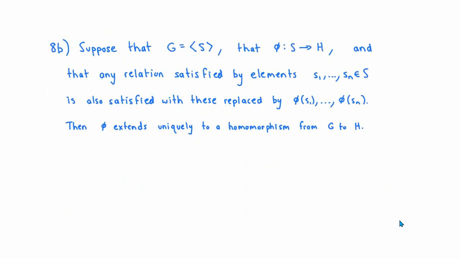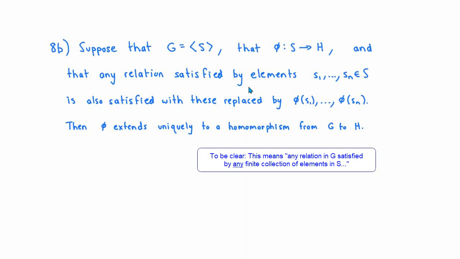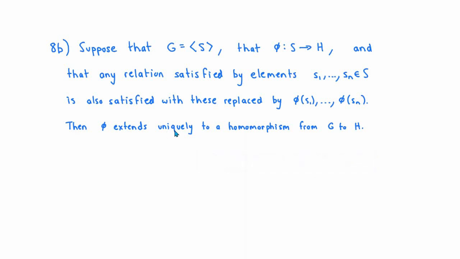Finally, another property which is very useful in conjunction with property 8a is that if G is generated by a set S, and if phi is any map from S to H, with the property that any relation in G satisfied by the elements s1 to sn in S is also satisfied in H with these elements replaced by phi of s1 out to phi of sn, then phi extends uniquely to a homomorphism from G to H.